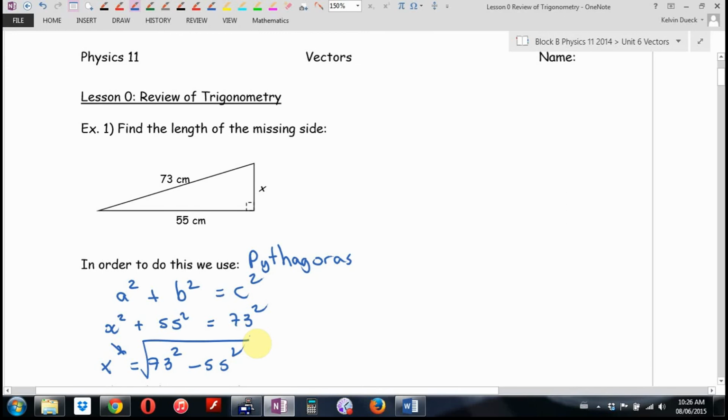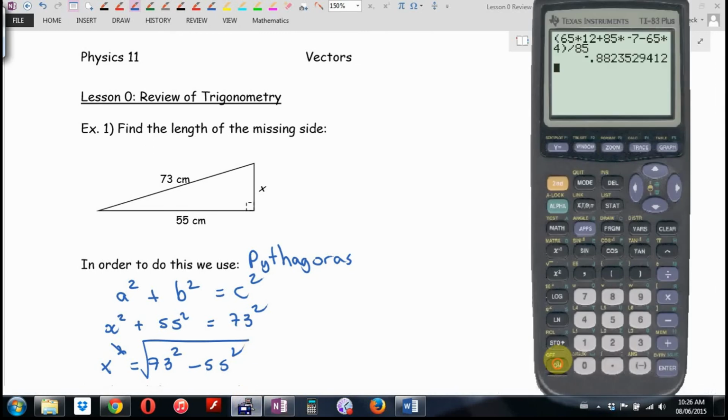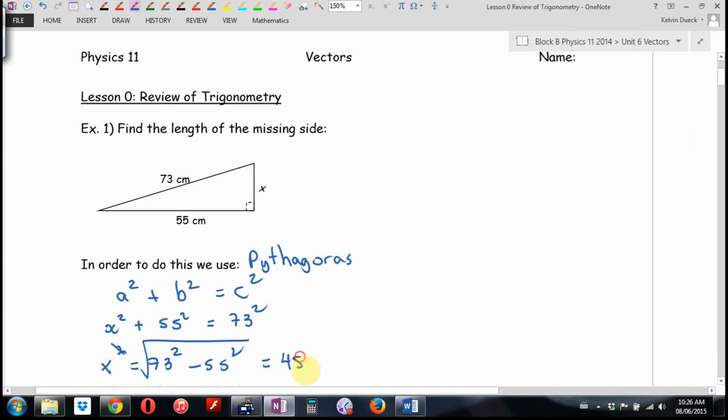I'm going to go on my calculator. 73 squared minus 55 squared square root, and by a wonderful fluke this works out evenly. 48 centimeters.